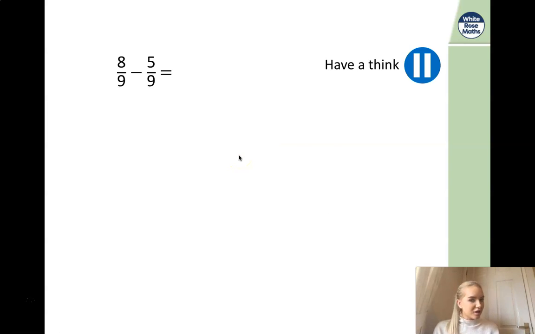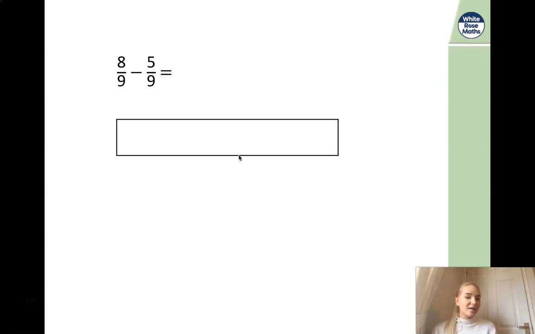What I would like you to do is use the same method of reduction to work out the answer to this question, please. Pause the video and off you go. Okay, did you recognise that this time our bar is being split into 9 parts and our largest number is 8 and we are reducing that by 5.